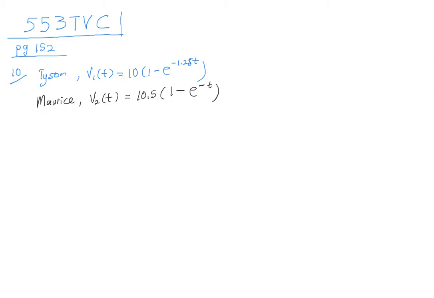This one, part A. Obviously, you find V1, 2 and V2, 2. Then you get the value, then you will know who is running faster after 2 seconds. Okay, that one I will leave it to you. Okay, part B.